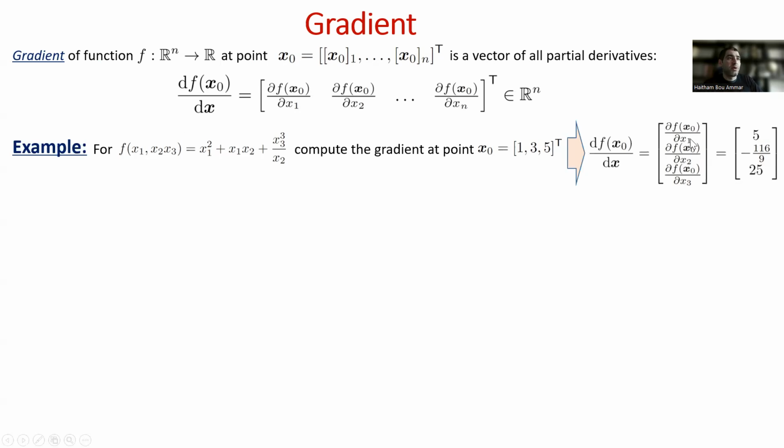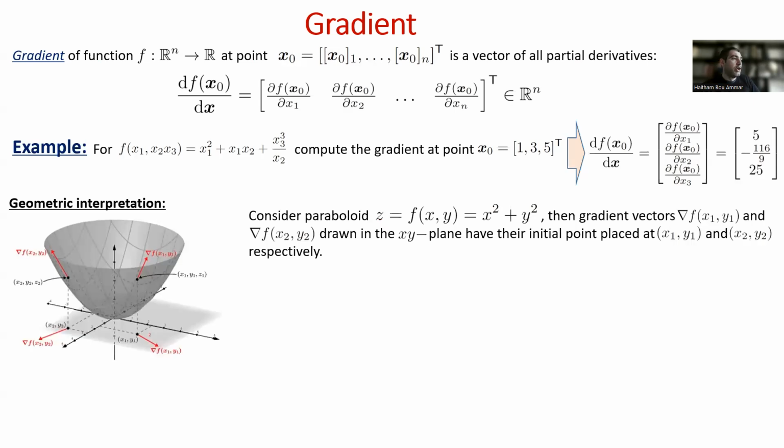Partial derivative with respect to x1 at the point x0, partial derivative with respect to x2 at the point x0, and the partial derivative with respect to x3 at the point x0. And they were 5, minus 116 divided by 9, and 25. So we combine them, and we can represent them as a three-dimensional vector, and this is the gradient of the function at this point. So now if we're talking about the geometrical interpretation of the gradient.